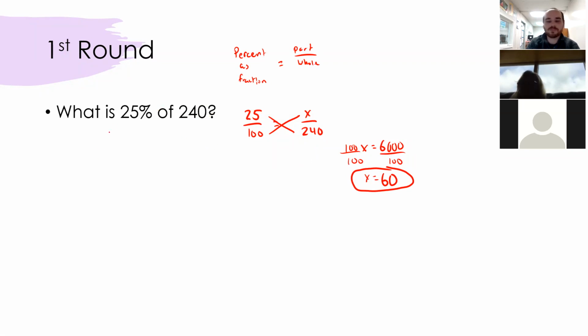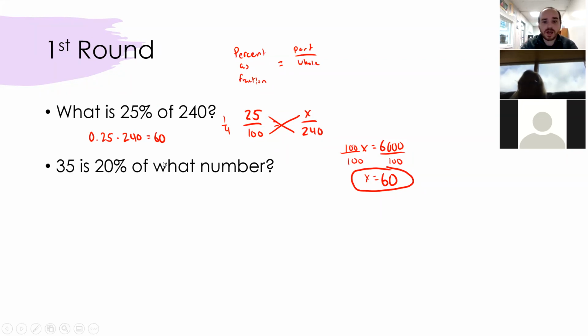A little bit of a quicker way. So Gracie pointed out that 25 over 100 is equal to 1/4. That will make it a little bit easier. Or you can just do 0.25 times 240 for this one, and you'll get the same answer. So let's move on to number 2. This one asks, 35 is 20% of what number? Let's see if you can do this one.